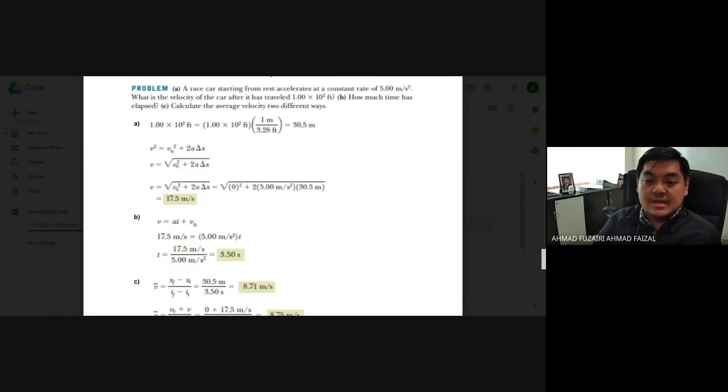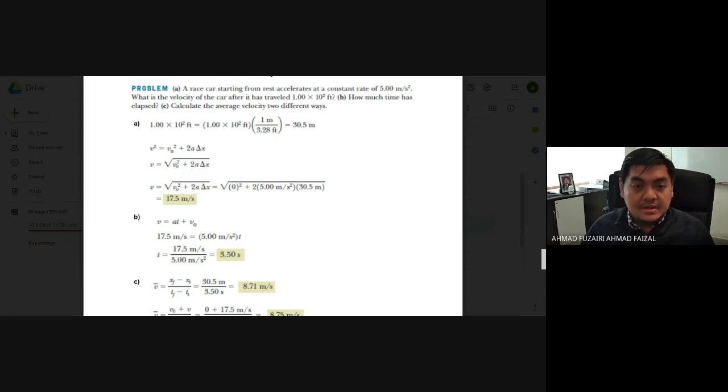In the process of learning this kind of equations and topics, there are a lot of assumptions we should make. We make the assumption because starting from rest means the initial velocity will be zero. So look at the equations. Accelerate at a constant rate: accelerate means that there is acceleration. From rest accelerate, so it means there is acceleration, there is a, at a constant rate.